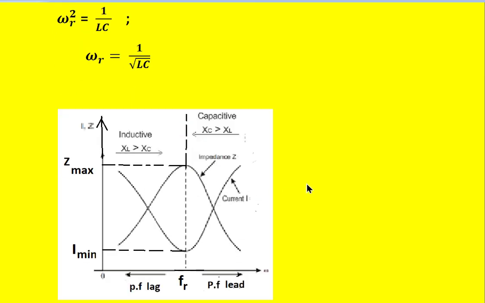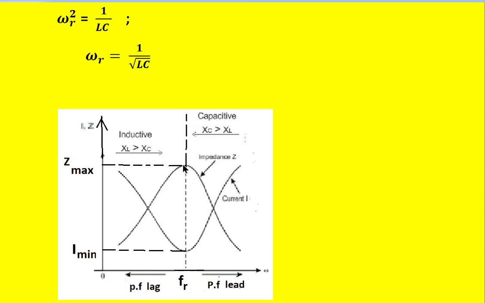Coming to the variation of the impedance with respect to the frequency, it can be observed like this. In the initial stage, the inductive reactance is more than capacitive reactance up to the resonance frequency. After resonance frequency, capacitive reactance is more than inductive reactance. So in this region, power factor is lagging, whereas in this region, power factor is leading.